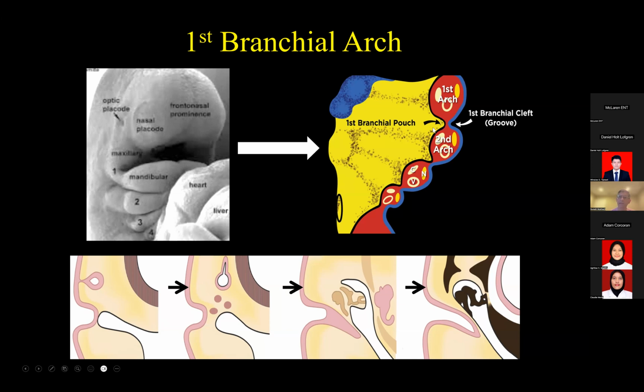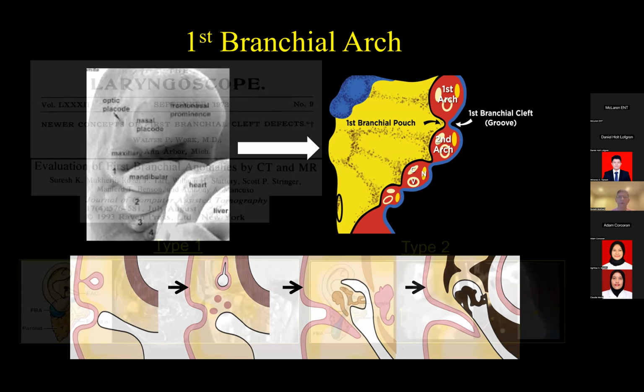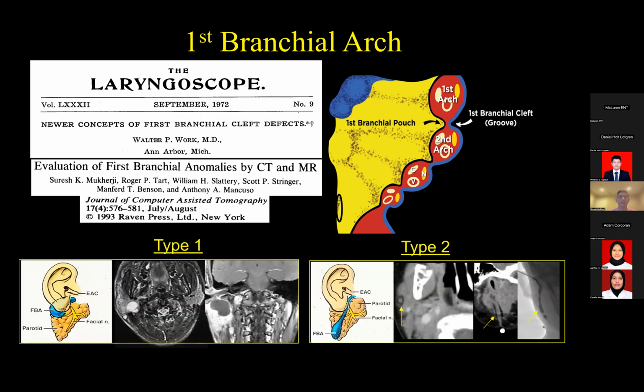The first branchial pouch is actually located internally. So the first branchial pouch forms the middle ear cavity. So when we look at the embryo, this is the middle ear cavity. These are the formation of the developing ossicles. There's the middle ear cavity. So therefore, when we talk about anomalies involving the first branchial arch, these are sometimes referred to as duplication anomalies of the external auditory canal.